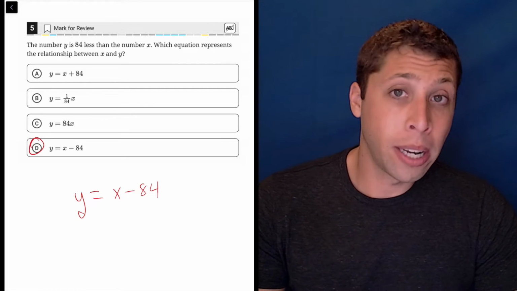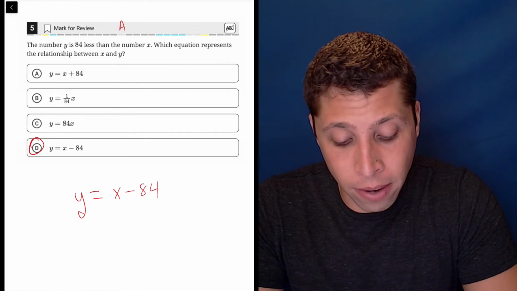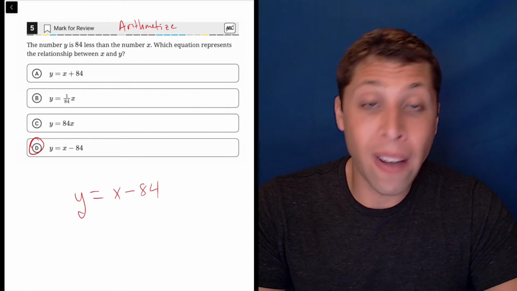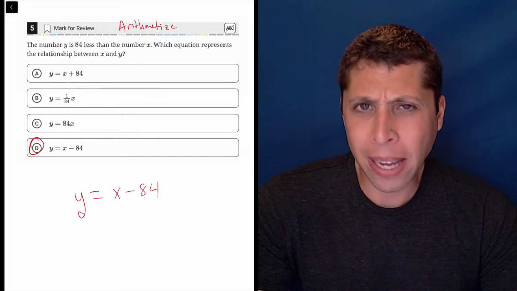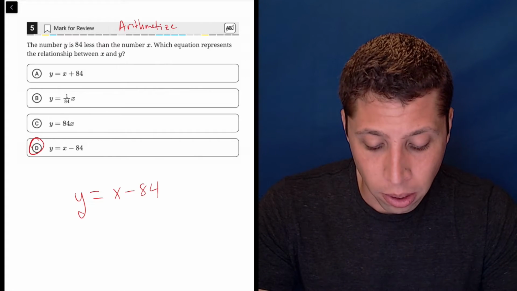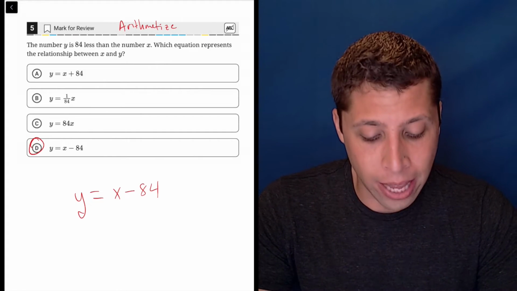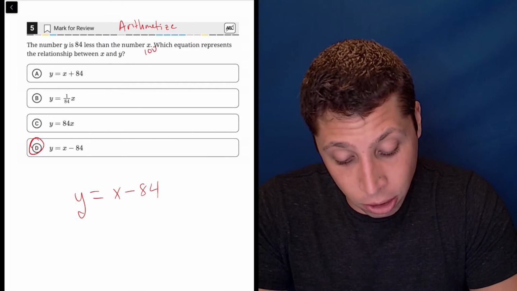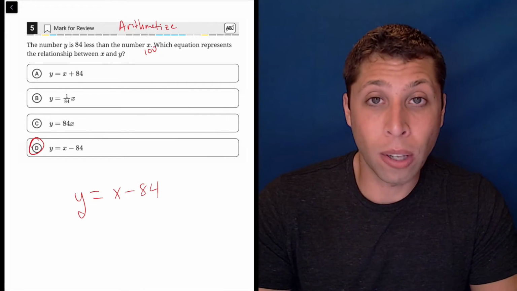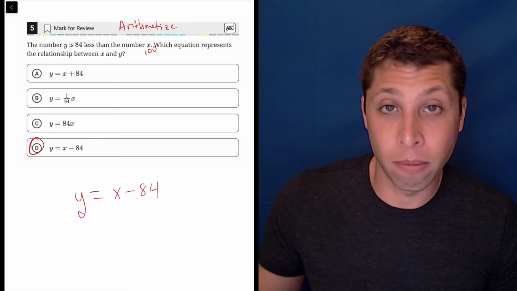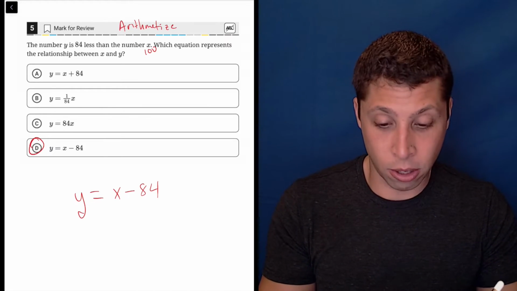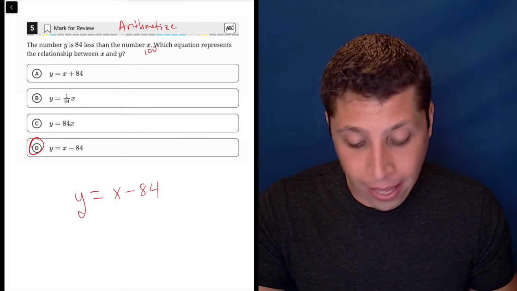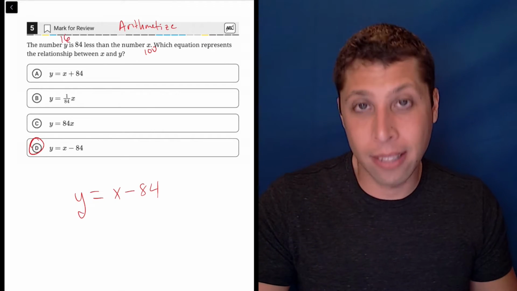Now look, if you're in any way uncertain about this, this is a very clear case where we can arithmetize. We're never told the values of x and y, but we can make up some numbers as long as we follow the rule. Y is 84 less than the number x. Well, okay, let's just make x something like 100. What's 84 less than 100? Take your calculator, 100 minus 84. You're probably going to be able to intuitively do that, and that's 16. So that means y is 16.